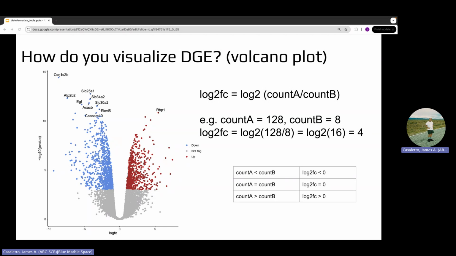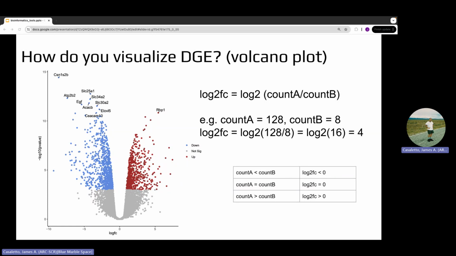Fold change on the horizontal axis is the ratio of the group A expression to the group B expression in log scale. So for example, if some gene has a mean count of 128 in group A and 8 in group B, then the ratio is 128 to 8, or 16, and the log base 2 of 16 is 4. A log2 fold change of 0 is when the mean count of group A is equal to the mean count of group B. And a negative log2 fold change occurs when the group A expression is less than the group B expression, because the log of a number less than 1 is negative.